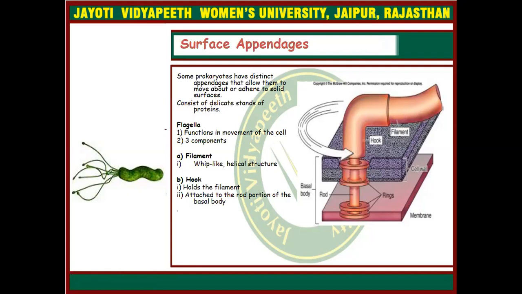Now we discuss how many surface appendages are in the bacteria. The first one is flagella.